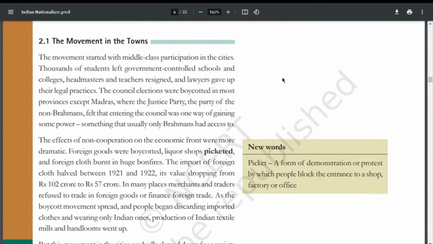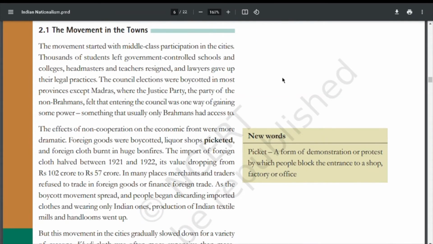2.1 The movement in towns. The movement started with middle class participation in the cities. Thousands of students left government controlled schools and colleges. Headmasters and teachers resigned, and lawyers gave up their legal practices. The council elections were boycotted in most provinces except Madras, where the Justice Party, the party of non-Brahmins, felt that entering the councils was one way of gaining some power, something that usually only Brahmins had access to.